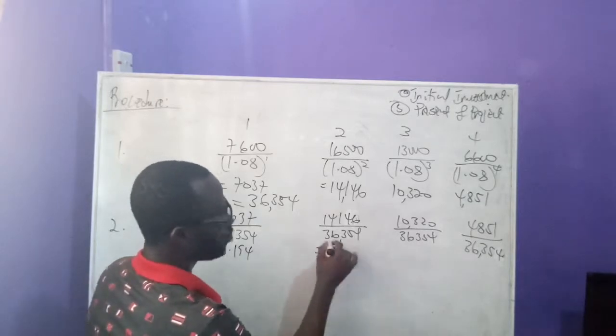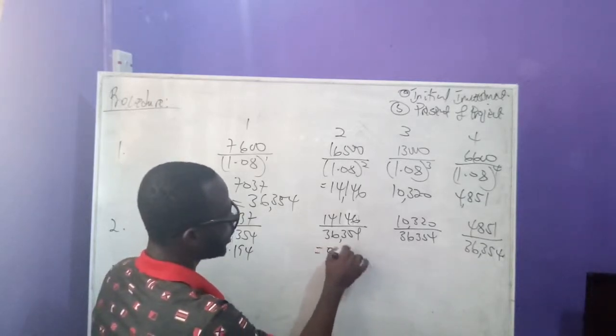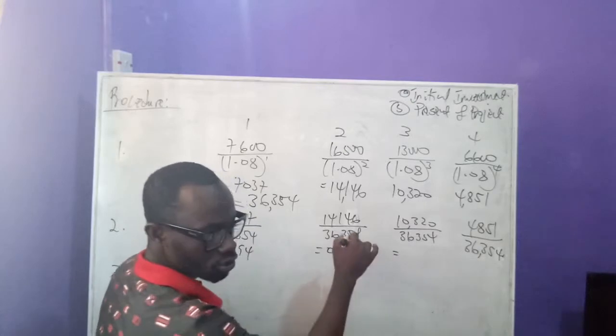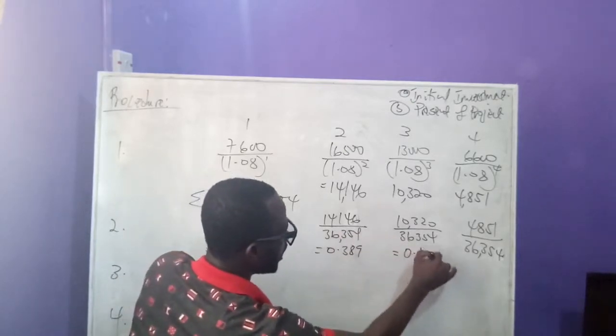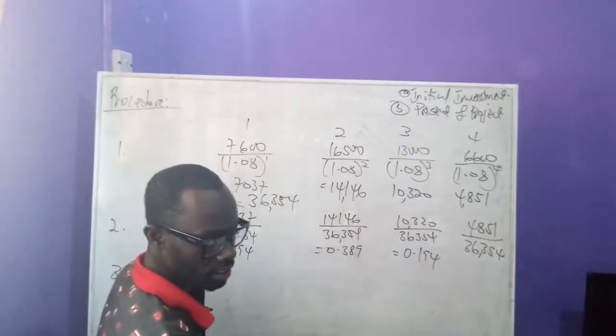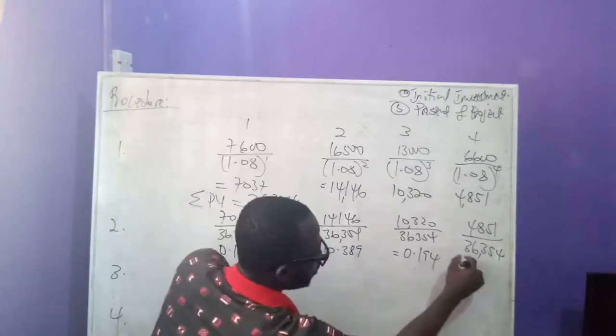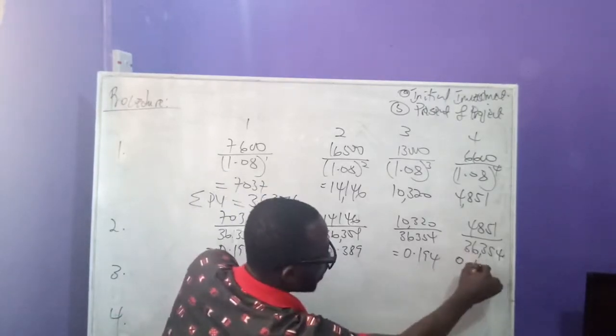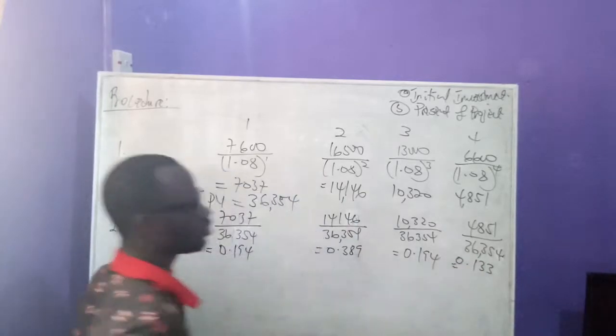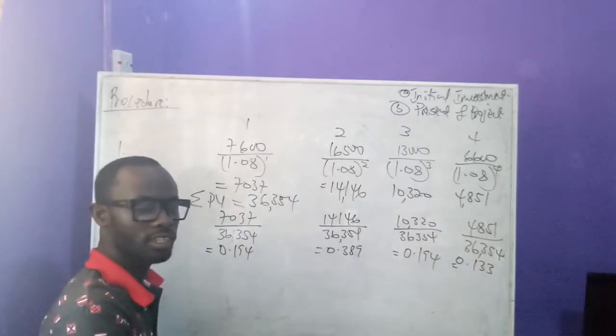This should give us 0.389. This should be 0.194, and the last one should be 0.133. So that is it about that.